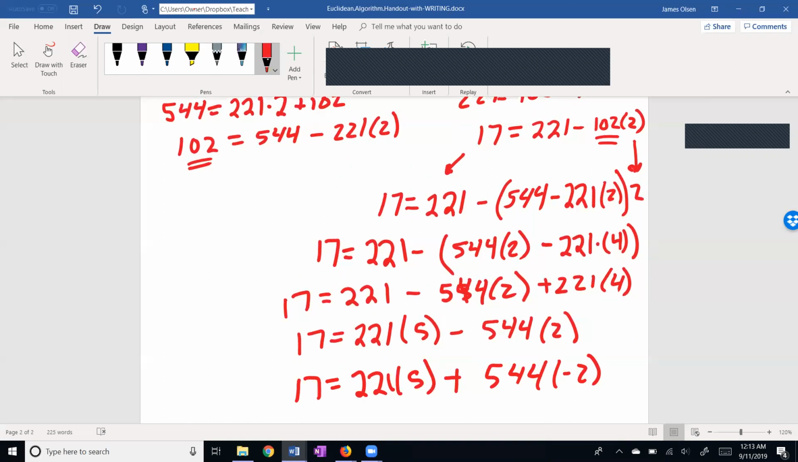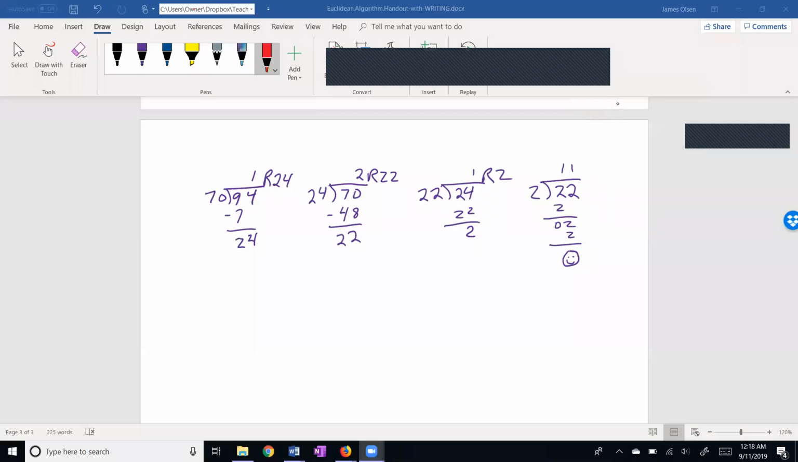Now let's go back and do it for our first example. Okay, we're doing 70 and 94, and the GCD is 2, and we want to write 2 as a linear combination of 70 and 94. Now, there's some flexibility here. You don't have to do it exactly like I do, but you have to get yourself a pattern that you can replicate.